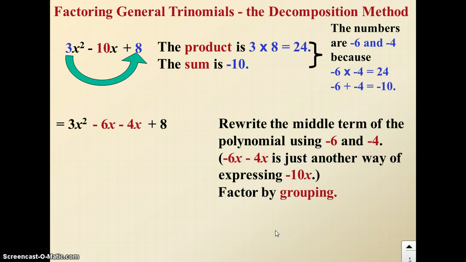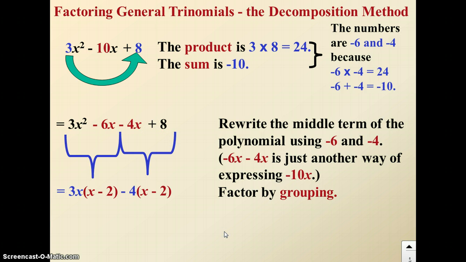We now factor by grouping. Common factor of the first two terms is a 3x. Divide that out, we're left with x minus 2. Common factor of the last two terms is a minus 4. Divide both terms by minus 4, you get x minus 2.